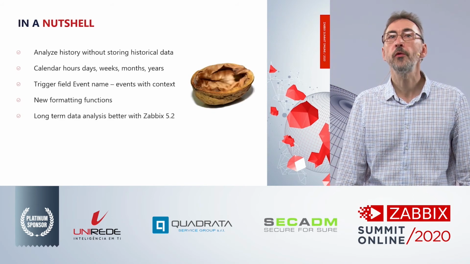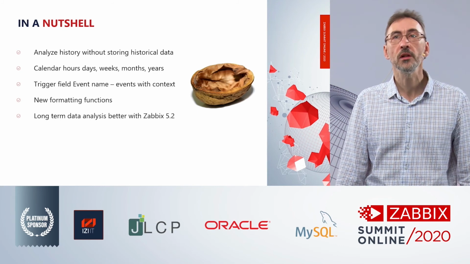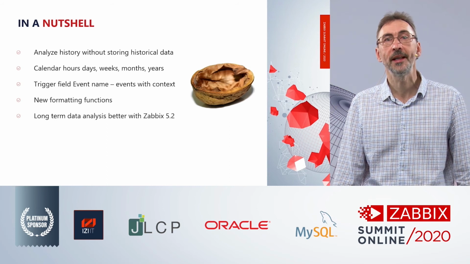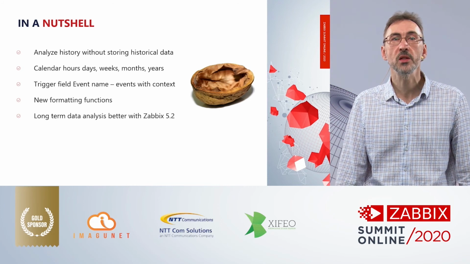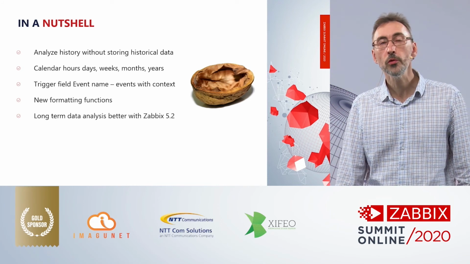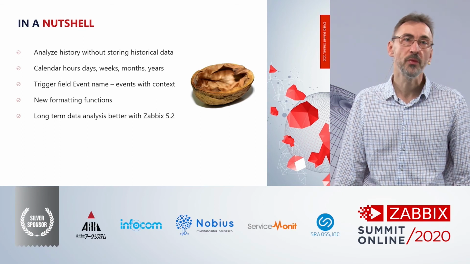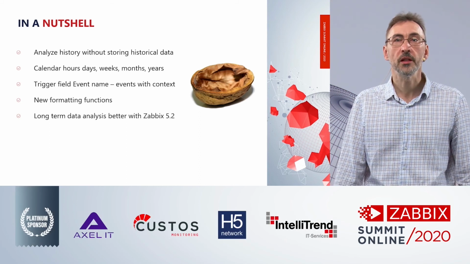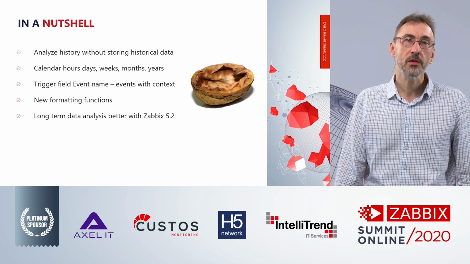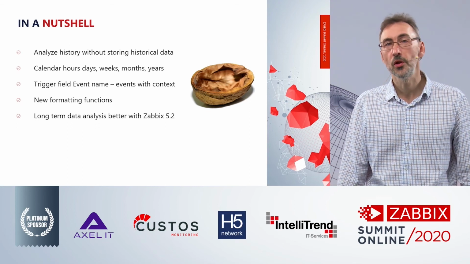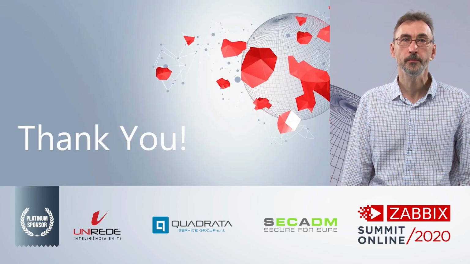Just a quick recap of what we have looked at today. Zabbix trend functions is a new way to analyze history without storing lots of historic data. Zabbix trend functions support calendar hours, days, weeks, months, and years. The new trigger field event name lets us display events with context. New formatting functions let us present numbers and dates in a flexible manner. Long-term data analysis just got easier and better with new Zabbix 5.2. So that's it. Thank you very much.